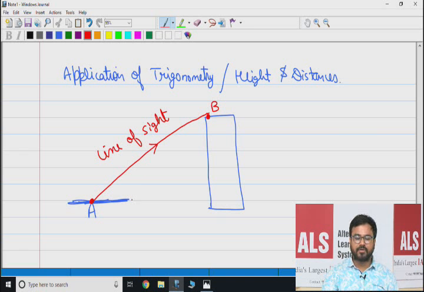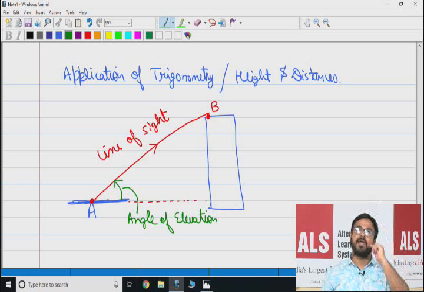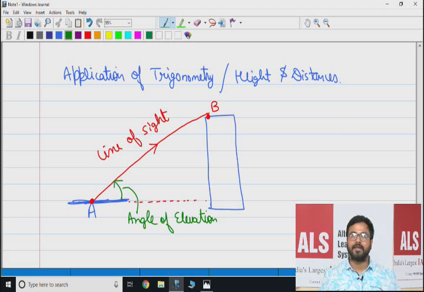Now, you can see this is the horizontal. So, the line of sight is making some angle with the horizontal. This angle which the line of sight is making with the horizontal is called the angle of elevation. So when you are looking at something which is at your higher level, the angle formed by the line of sight with respect to the horizontal axis is known as the angle of elevation.